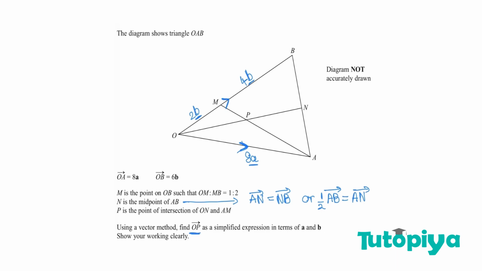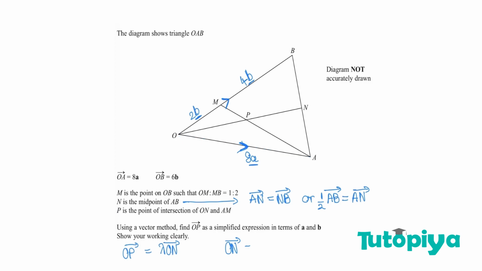So we are going to start off by working out OP. I can see from the diagram that OP is actually parallel to ON, right, because P lies on ON and we have been told that. So we can write that OP is a scalar multiple of ON. And the next question will be, how do we find ON? Well, we can find it by going through OA and then using A to get to N, right? So that is what I am going to do.